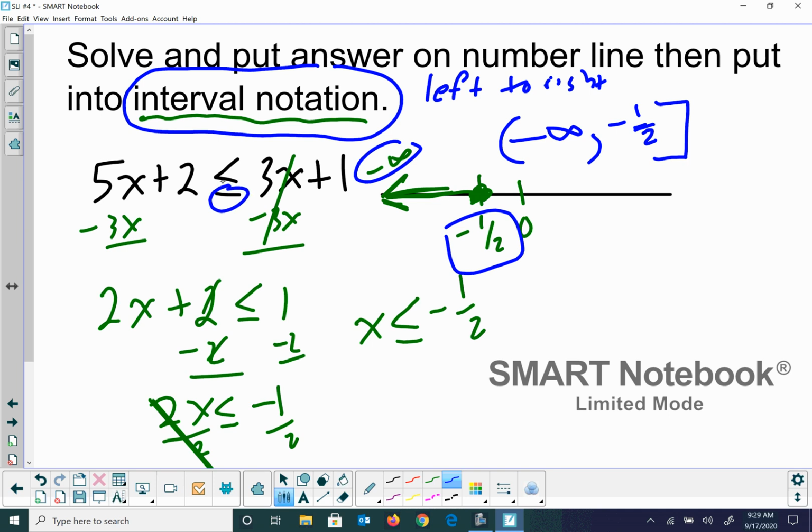The infinity, I can't get to it. So infinity or negative infinity always have a soft bracket or a parenthesis. If there's an equal sign, you would use a square bracket that indicates that. So this is called interval notation. It's just a way of representing what would be on the number line.